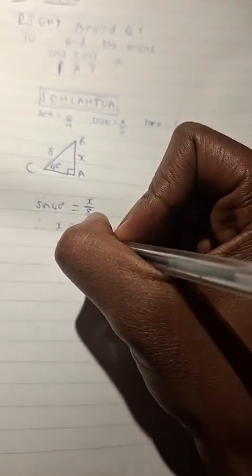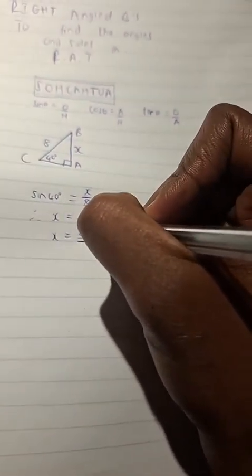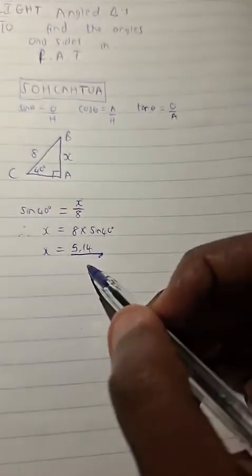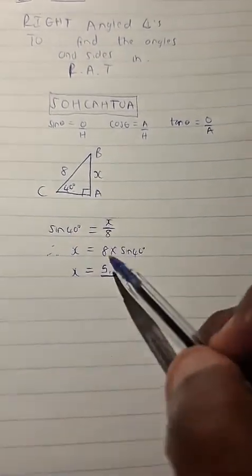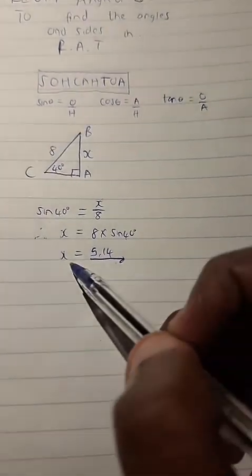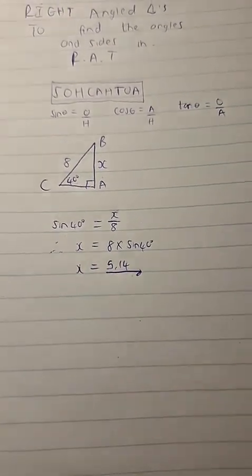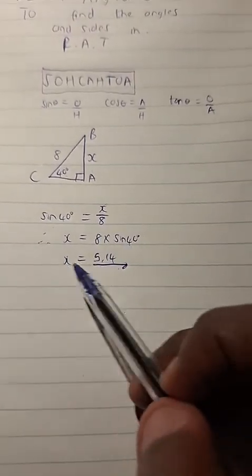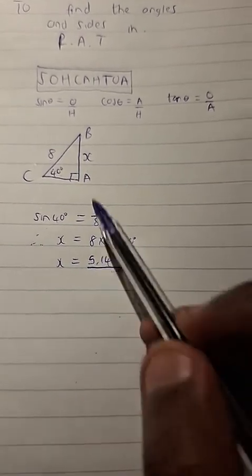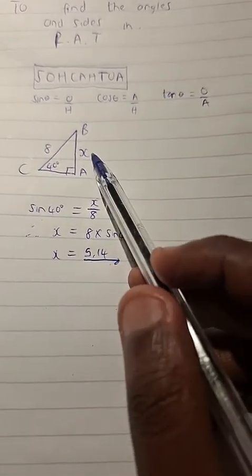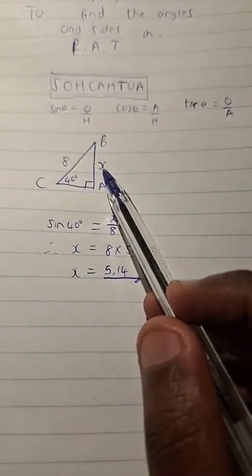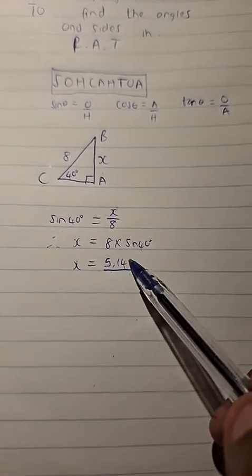Okay, very good. 5.14. And that's the length of a side, so it's not in degrees, but obviously this would be in units, right? But it's fine if we leave it as x is equal to 5.14, as long as we acknowledge that it's a length, it's not an angle, so we don't put degrees.